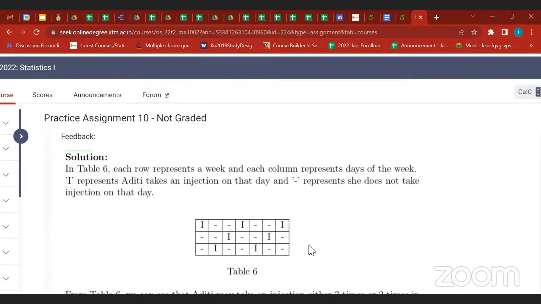Sir, if the 4 case is also possible, like if she takes it every second day, do we have to consider 4 weeks? Why? No, they are taking only 3 weeks, sir. They didn't mention how many weeks here. They just say for a week. On the 3rd day she has to take an injection.